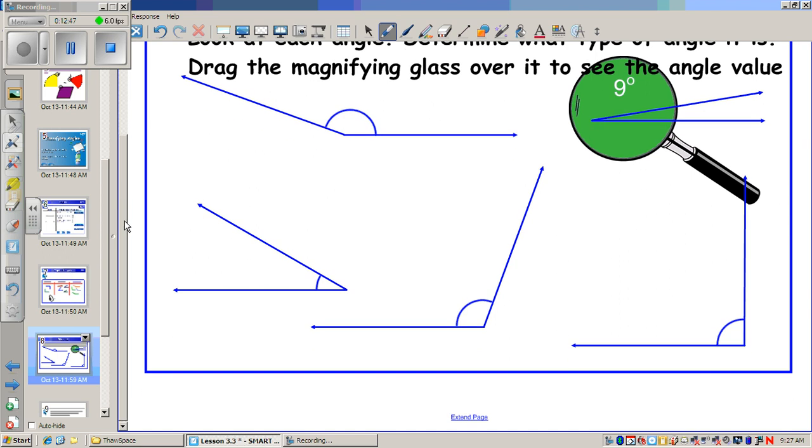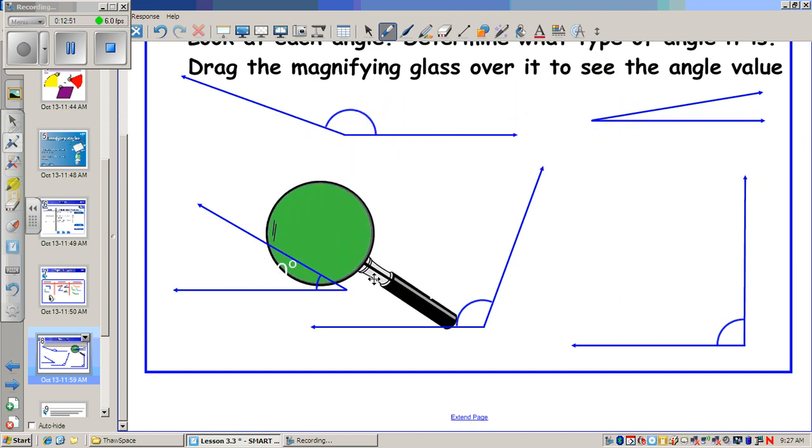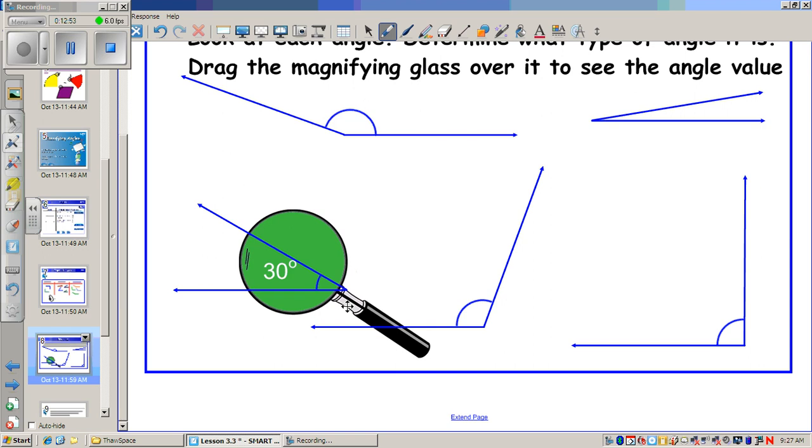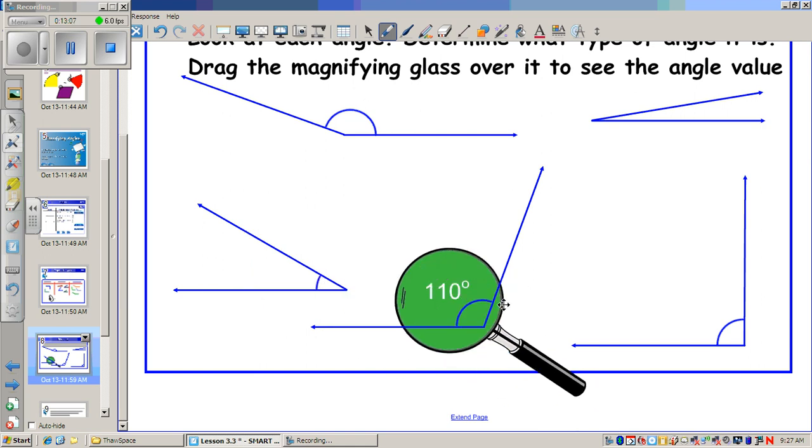So let's go look over here. Again, I believe this little one here is acute, and I'm right. 30 degrees, less than 90, more than 0, okay? Over here, I can tell by the tip. If it went straight up here, again, it would be 90. But I can tell by the bend, it's definitely more than 90 degrees or an obtuse angle. And it does measure 110 degrees.